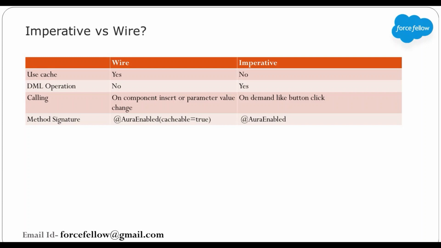And next we have calling. The wire decorator will automatically call the Apex method when the component gets loaded or a parameter value changes, and we don't have much control over this. So let's say we want to call the Apex method on demand, like on clicking a button. Then we have to go with the imperative approach. Okay. Next we have the method signature. If you want to call an Apex method using the wire decorator, then the method should be marked cacheable=true with the AuraEnabled annotation. And with an imperative call, only AuraEnabled is fine.